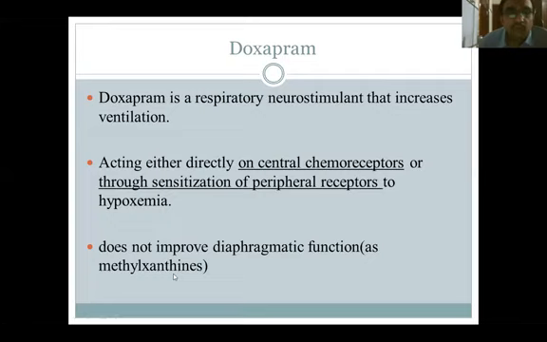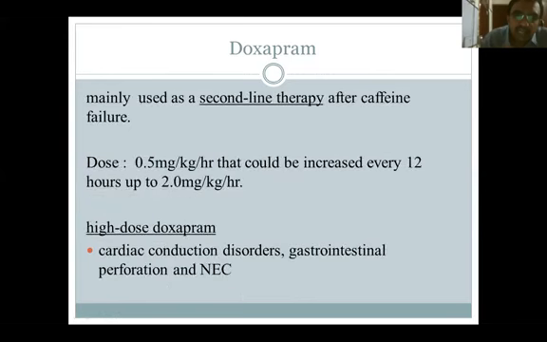Then the next molecule is doxapram, which we usually use. What is doxapram? It's a respiratory neurostimulant. What is the difference between caffeine and doxapram? It acts directly on the central chemoreceptor, or through sensitization of the peripheral chemoreceptors to hypoxemia, as opposed to a methylxanthine. But it is mainly used, very important, as second-line therapy after caffeine failure. For example, you have given caffeine, we have ruled out other causes, but still you feel it's apnea of prematurity. Then we may have to consider adding doxapram.